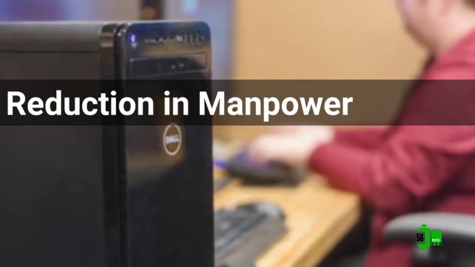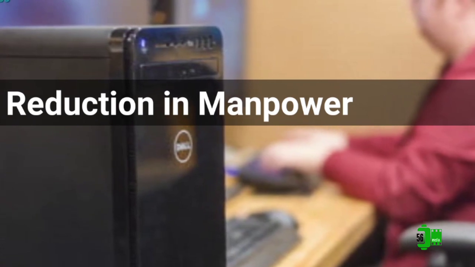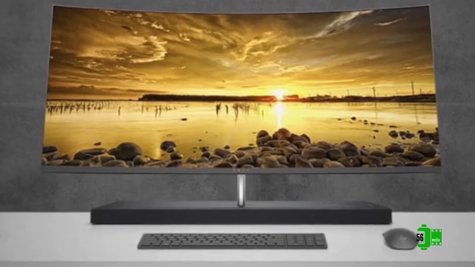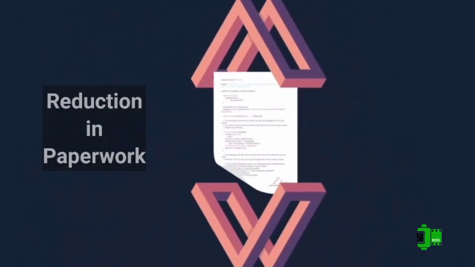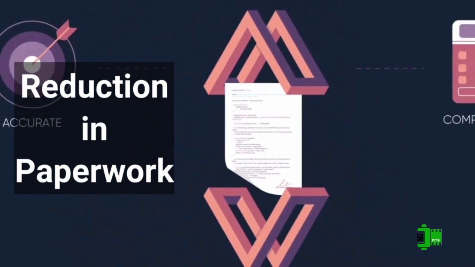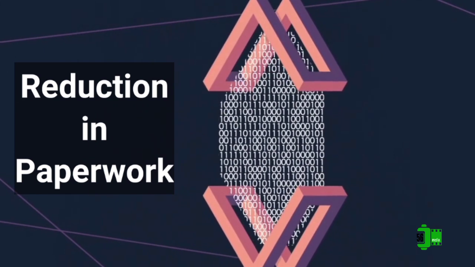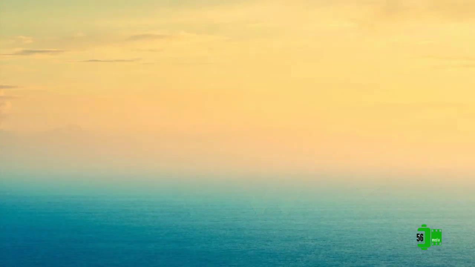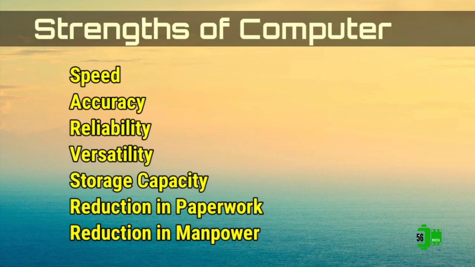Sixth one is reduction in manpower. As a result of computer implementation in various fields, the number of workers has been reduced. It means fewer people are required to do the same job. Reduction in paperwork. A large amount of paper wastage can be prevented by the use of computers in any organization. So these are the main strengths or advantages of a computer.